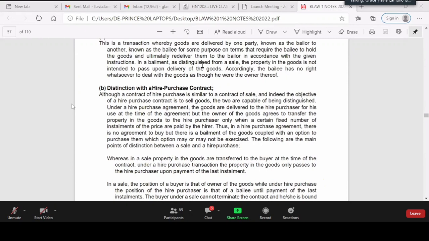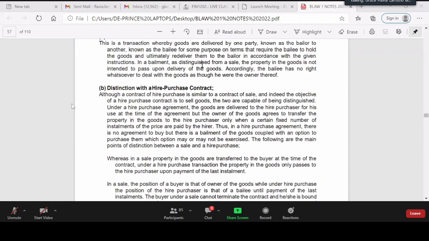The fourth similarity is that there is a transfer of property in both. So in both contracts, the ownership moves from the seller to the buyer. So those are the similarities. The differences between the two. The difference between the two is in relation to transfer of property. It's a similarity, but it's also a difference.